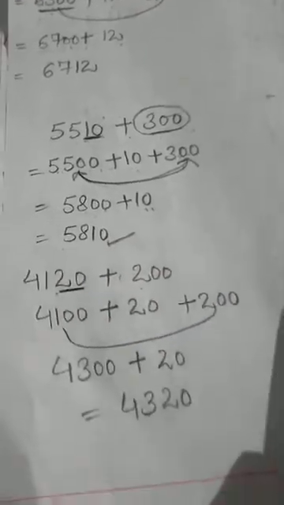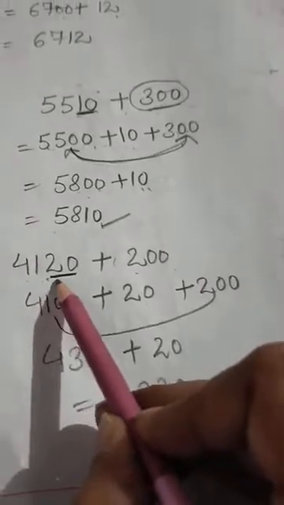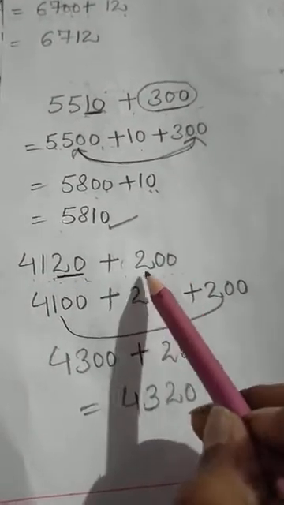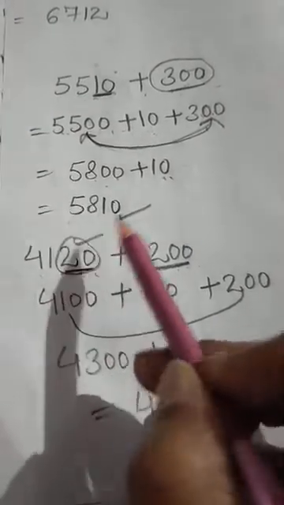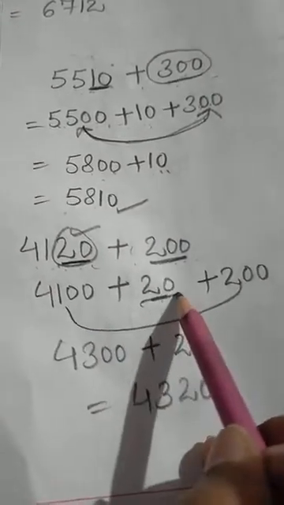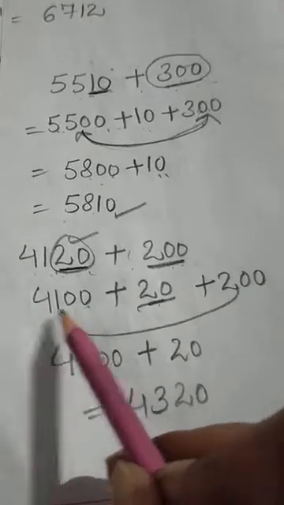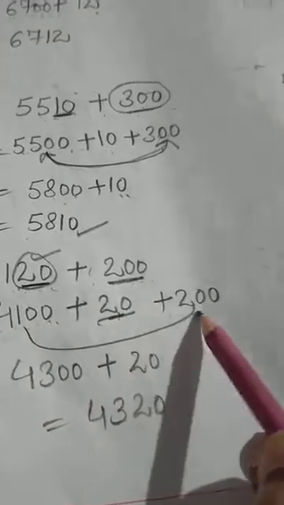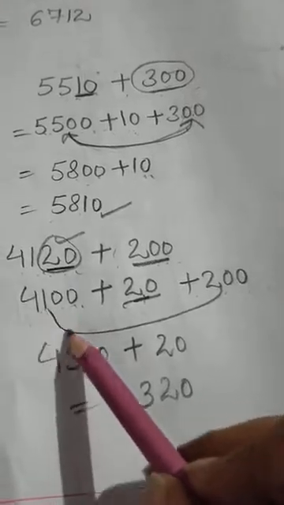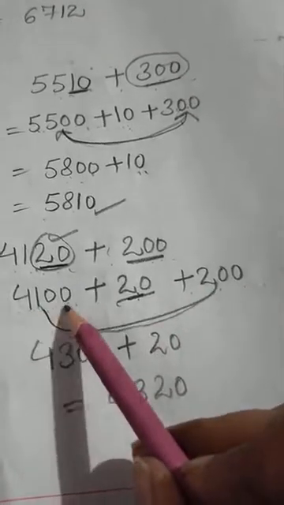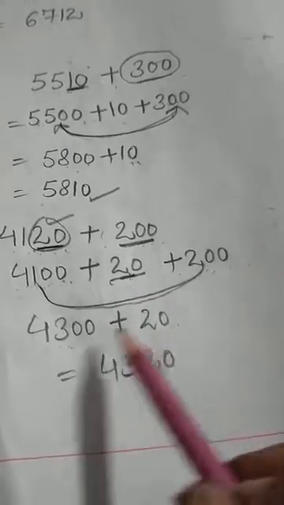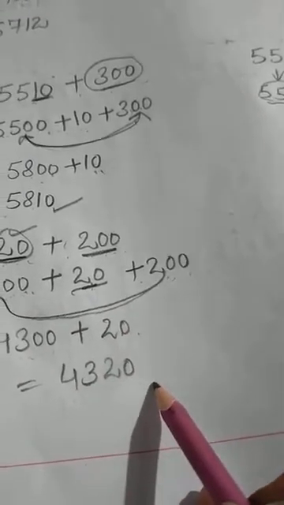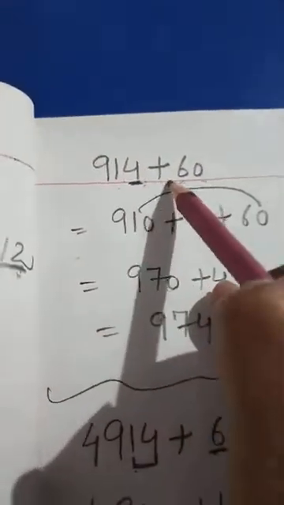Now see one more example, 4120 plus 200. Here the three digits are to be added, so two digits will be made zeros. This means 20 we will write separately and we will write 4100. 4100 plus 20 plus 200. Now we will add these two, 4100 plus 200. It will become 4300 plus 20. These both will be added: 4320.